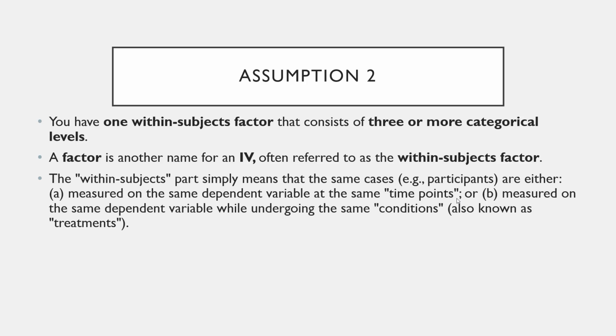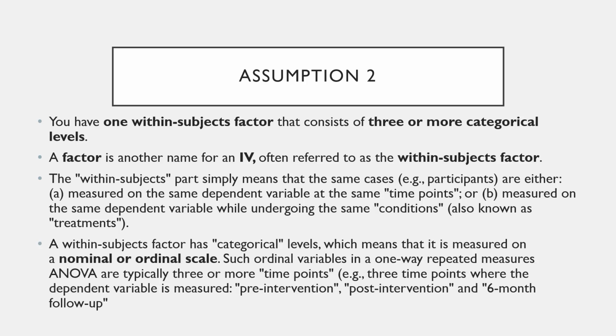The within subjects part simply means that the same cases or participants are either measured on the same dependent variable at the same time points or are measured on the same dependent variable while undergoing the same conditions known as treatments. A within subjects factor has categorical levels, which means that it is measured on a nominal or ordinal scale. Such ordinal variables in a one-way repeated measures ANOVA are typically 3 or more time points. For example, 3 time points where the dependent variable is measured: pre-intervention, post-intervention, and a 6-month follow-up. The one we're going through right now has 4 time periods.